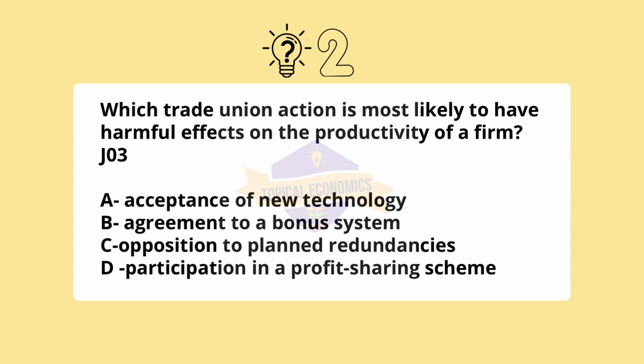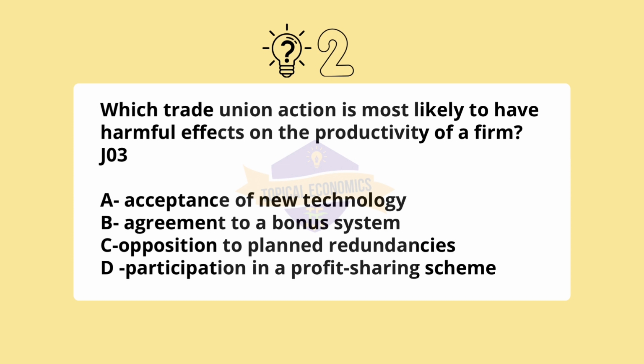Let us come to the second question. The second question is from June 2003. Let's read the question. Which trade union action is most likely to have harmful effects on the productivity of a firm? The options are acceptance of a new technology, agreement to a bonus system, opposition to planned redundancies, and last option is participation in a profit sharing scheme.